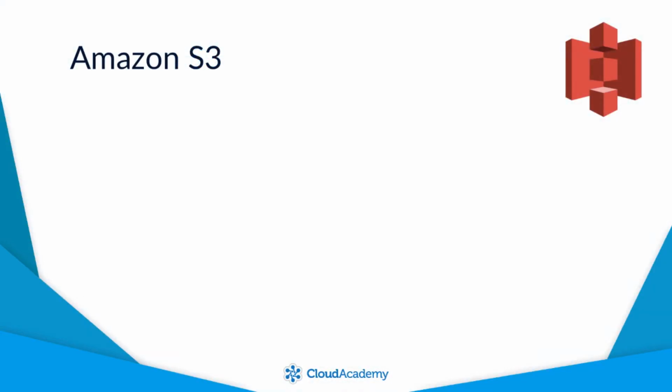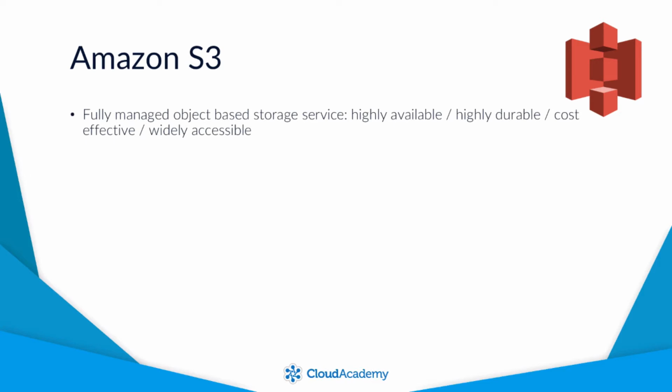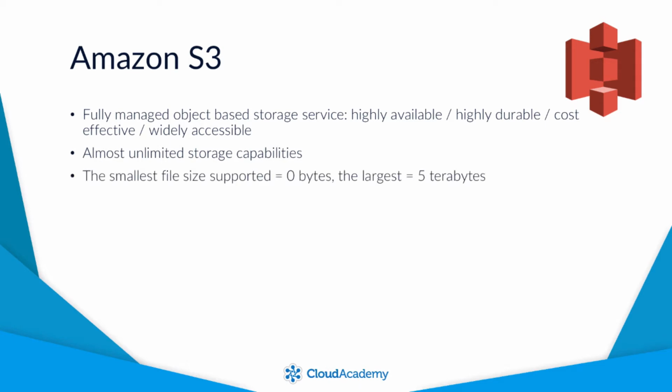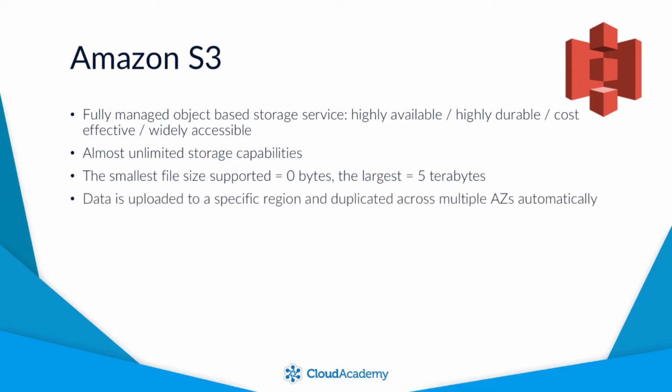Within this lecture, I explain that Amazon S3 is a fully managed object-based storage service that is highly available, highly durable, very cost-effective and widely accessible. It has almost unlimited storage capabilities, and the smallest file size that it supports is 0 bytes, and the largest file size is 5 terabytes. Data is uploaded within S3 to a specific region and duplicated across multiple availability zones automatically. Objects have a durability of 11 nines and availability of 4 nines.